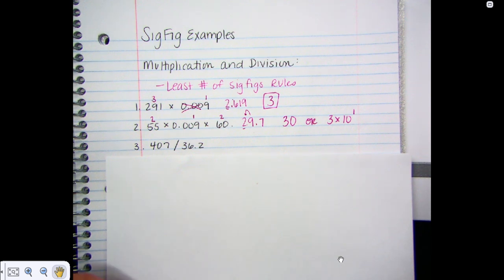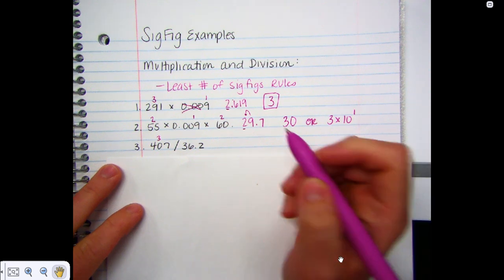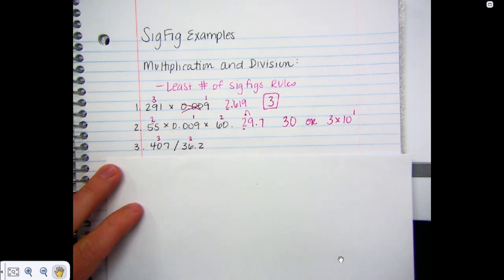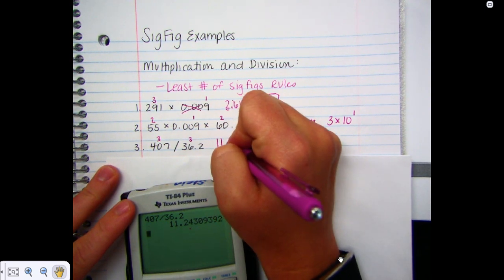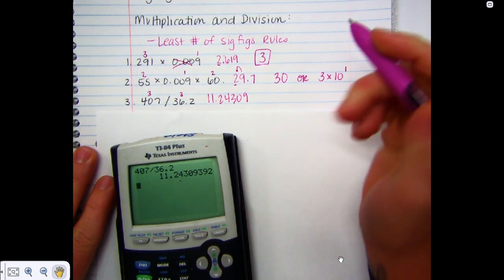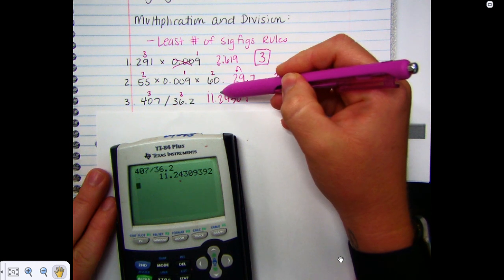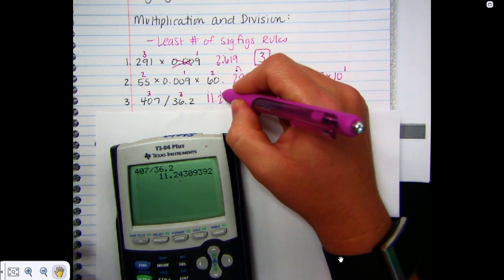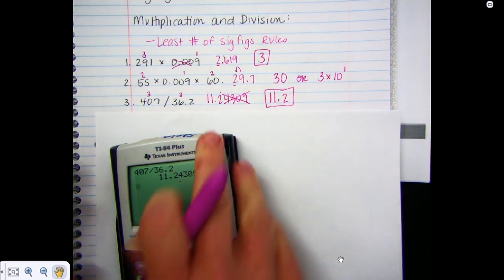407, 36.2. So 407 is 3 sig figs. 36.2 is also 3 sig figs. So let's put that one into our calculator. 407 divided by 36.2 comes out to be 11.24309. All right, I can have 3 sig figs. So 1, 2, 3. Does the 4 round the 2? Well, we said 4 and lower, we just drop. So drop that. 11.2 is our answer here.